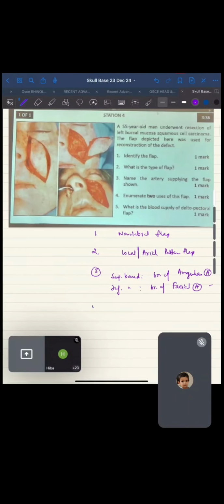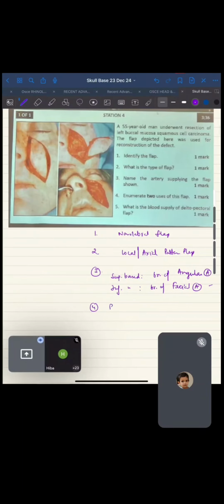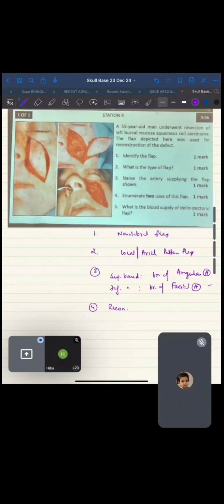Okay, now coming to uses of this flap. Basically it is used in reconstruction of the nearby structures. What are the nearby structures for this nasolabial area? Reconstruction of nasal defect or buccal defect, eyelids, cheek. Okay, anything else? Roughly, that's all. Okay, and lips, all those defects they mention. So you have covered this too.